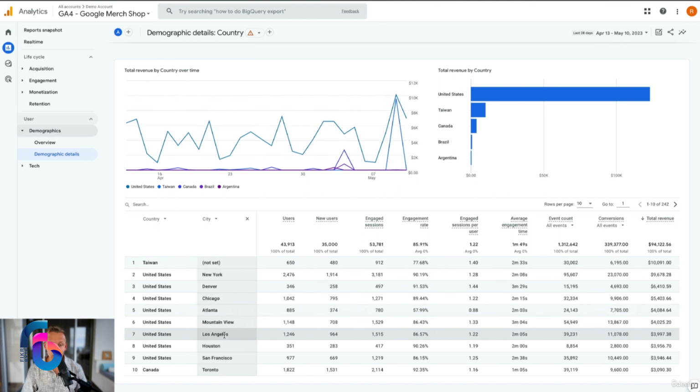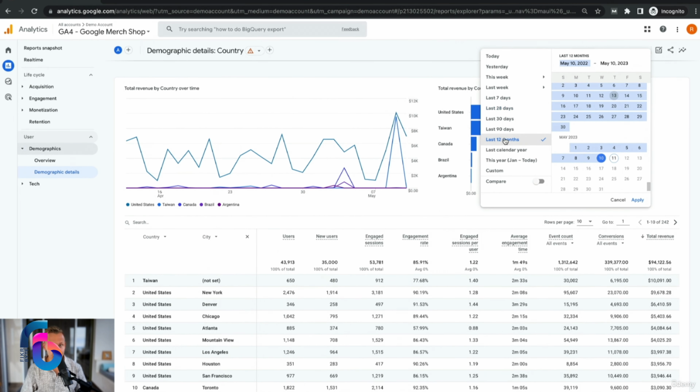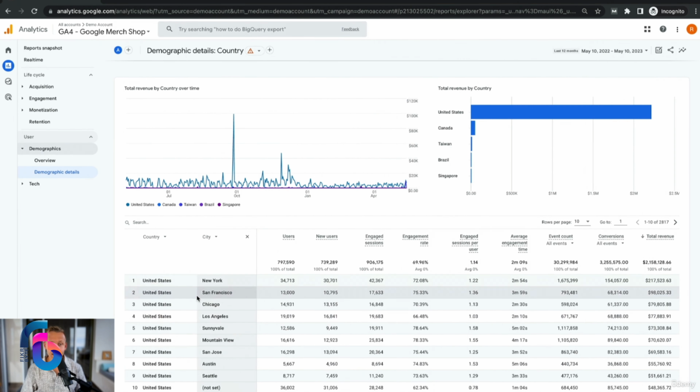But it is reasonable to look at Los Angeles and say, it's performing well. It's doing decent, but compared to the other cities, it's not super impressive. However, if we go up and we change the dates again to 12 months and hit apply, we can see that San Francisco is actually doing amazing.